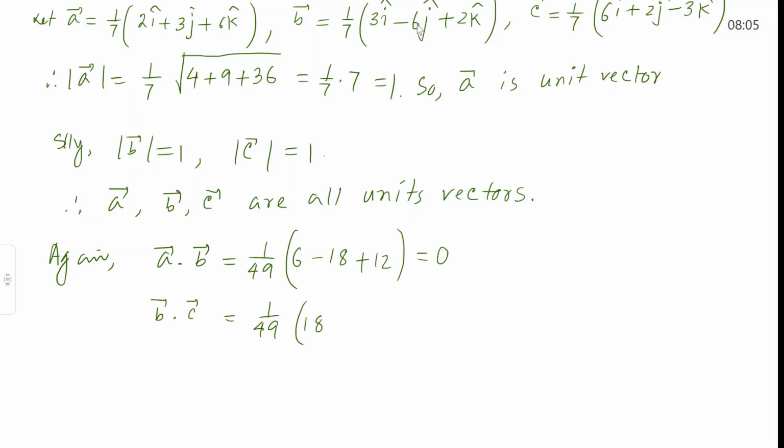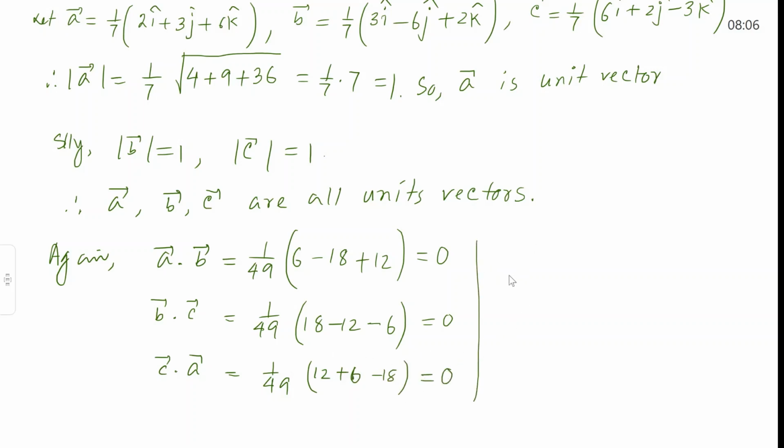Then minus 6 into 2 is minus 12. Then 2 into minus 3 is minus 6. So it is again 18 minus 18 is equal to 0. And similarly C dot A is equal to 1 by 49 into 2 into 6 is 12. Then 3 into 2 is 6. Then 6 into minus 3 is minus 18, and this will also give us equal to 0.